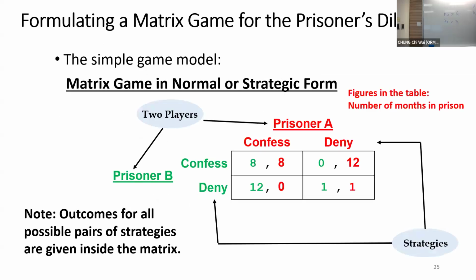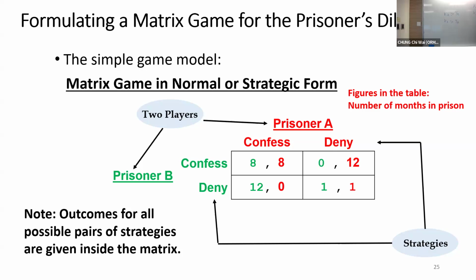So here is the game model in normal form. Two players. Prisoner A can choose confess or deny. Prisoner B can choose confess or deny. The number in the table represents the number of months here. So if both players choose confess, then both will be put in jail for 8 months. If both players choose deny, then both will be put in jail for 1 month. This is the best of the two.